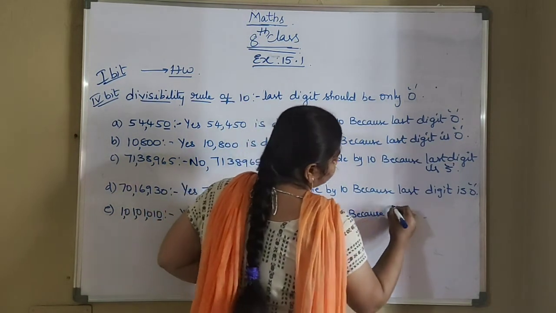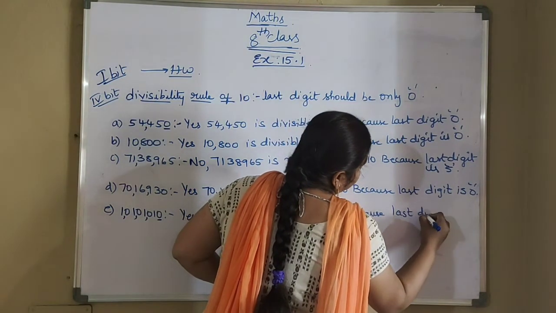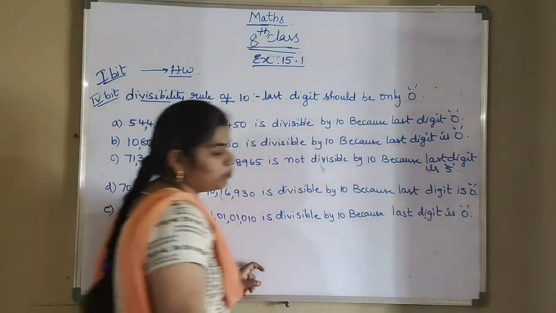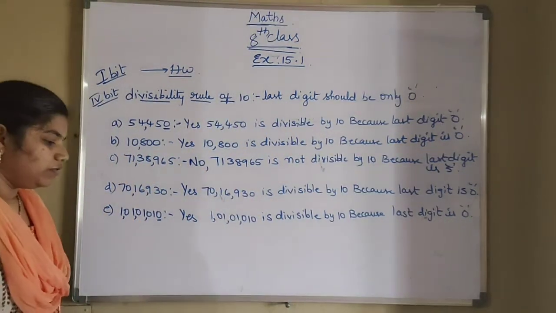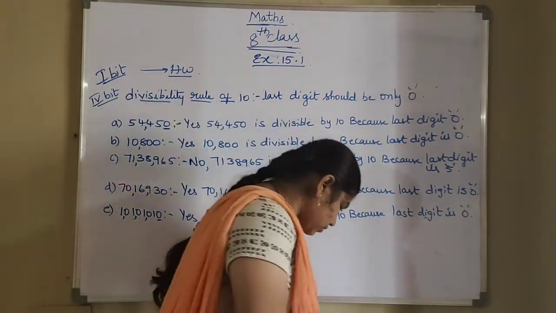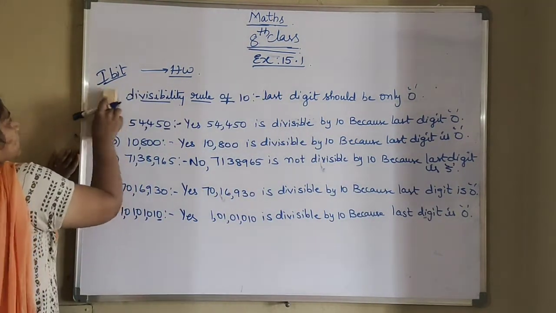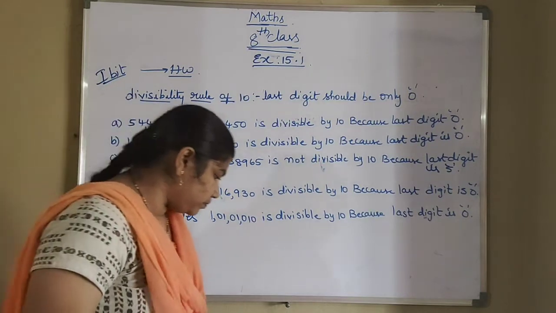because the last digit is 0. Okay, so this is our fourth bit. Now next is the fifth bit. So we have to write the factors here.